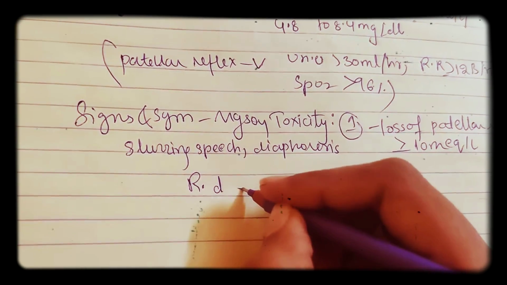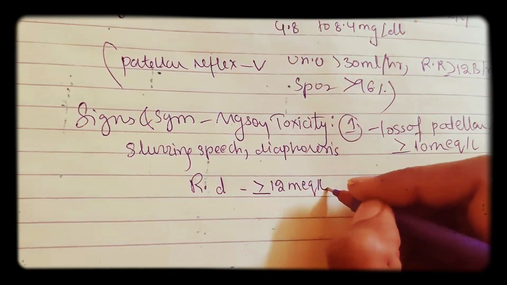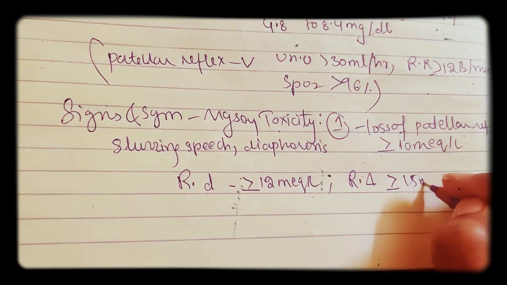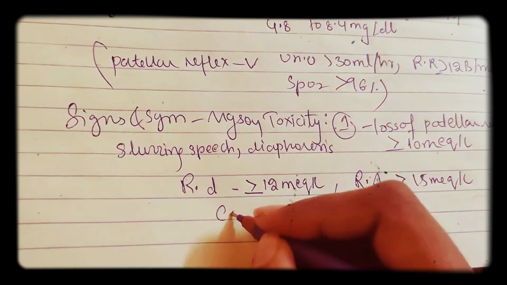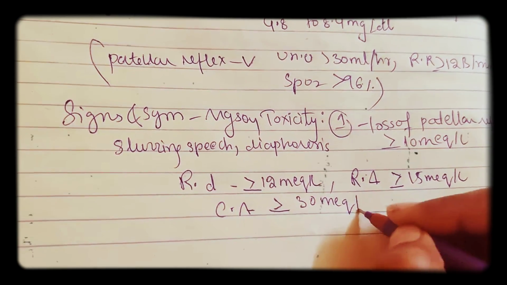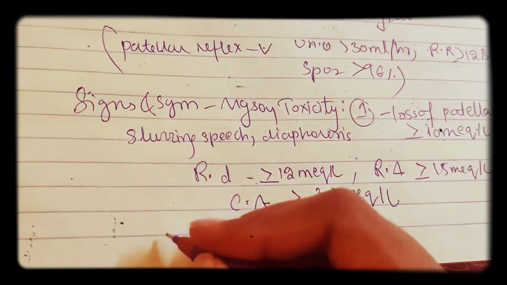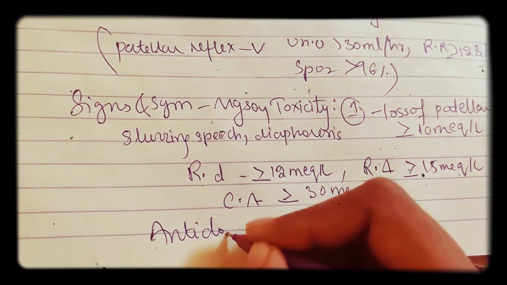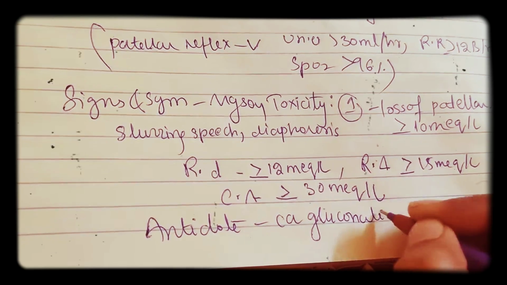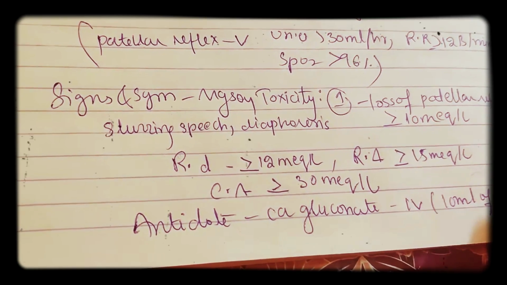Respiratory depression occurs at greater than or equal to 12 milliequivalents per liter. Respiratory arrest occurs at greater than or equal to 15 milliequivalents per liter, and cardiac arrest occurs at greater than or equal to 30 milliequivalents per liter. This we need to observe. Now coming to the antidote. If there is toxicity, then the antidote should be given immediately. That is calcium gluconate, given intravenously, 10 ml of 10%.